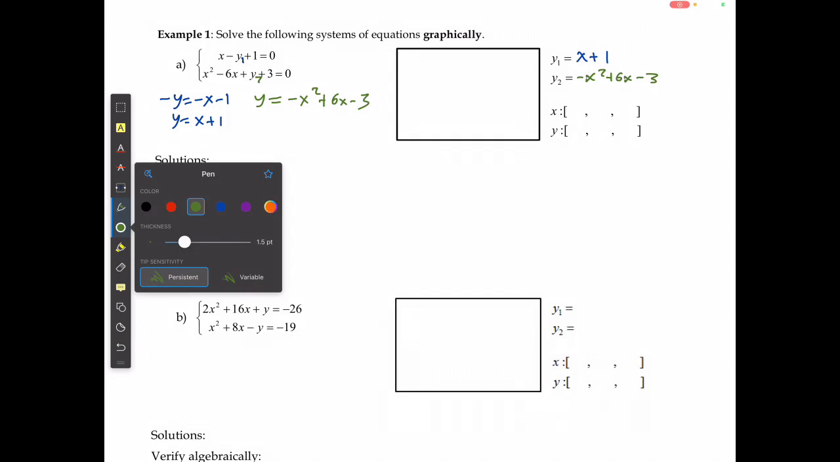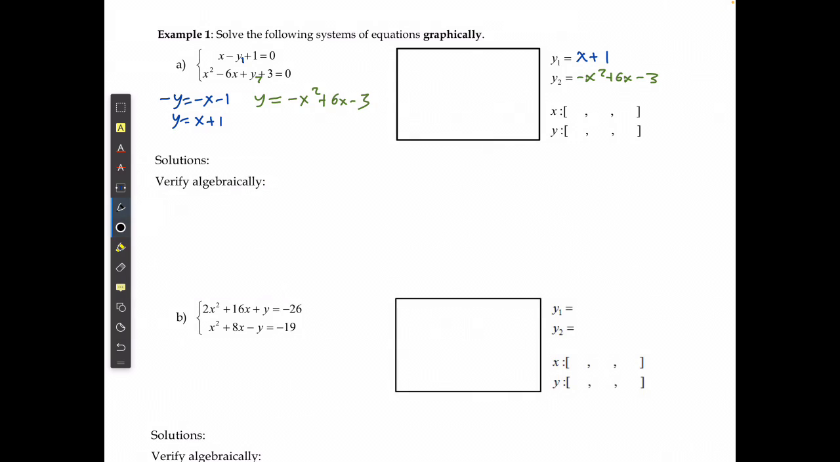For this one, I'm going to use the window settings of negative 10, positive 10, and 1, negative 10, positive 10, and 1. And I'm going to do a sketch. Doesn't have to be perfect, but a pretty good sketch of what this is going to look like. So my linear function is going to come up like this. I'm going to have my quadratic function come up like this.